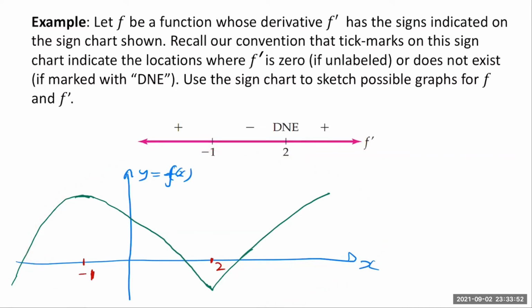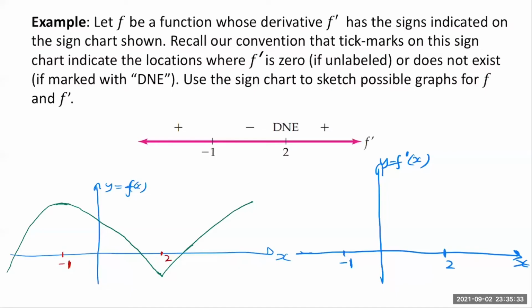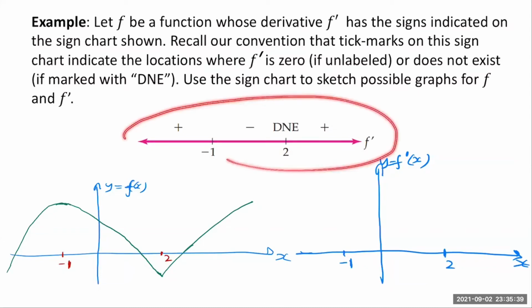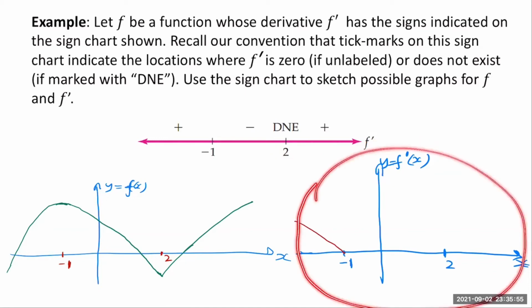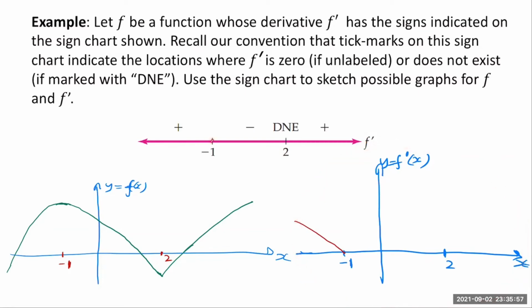All right, now how do I draw a possible graph for f prime? If you look at this sign chart, f prime is positive in this interval. That means you would have a shape like this. This is the graph of y is equal to f prime of x. I'm going to draw the graph of y is equal to f prime of x on this plane. Between minus infinity and minus 1, your f prime is positive. That means it should lie above the x-axis. So it should be a graph like this.